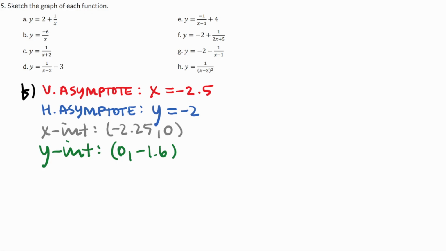Now I can sketch. I'll sketch in my vertical asymptote, x equals negative 2.5. Sketch in a horizontal asymptote. That's maybe not quite wide enough. It'll be y equals negative 2. And then I will just go to sketching. Okay, this was negative 2 plus 1 over 2x plus 5. So it's going to look like a standard 1 over x graph. It will only be like, say, half as tall because of the 2 down there.